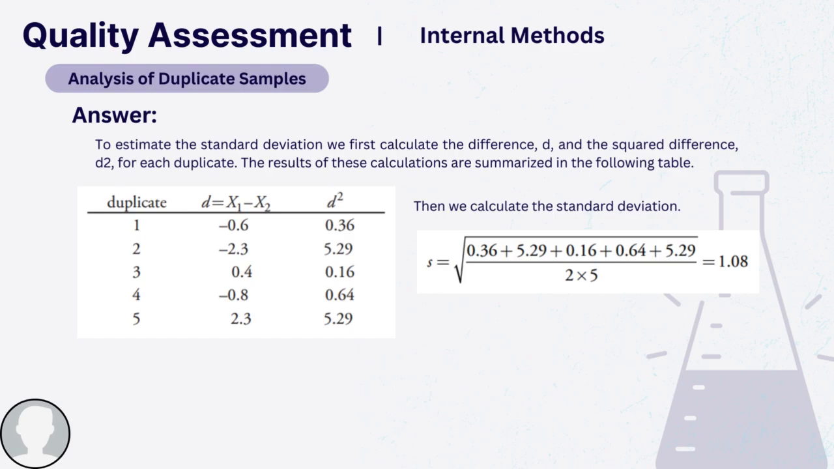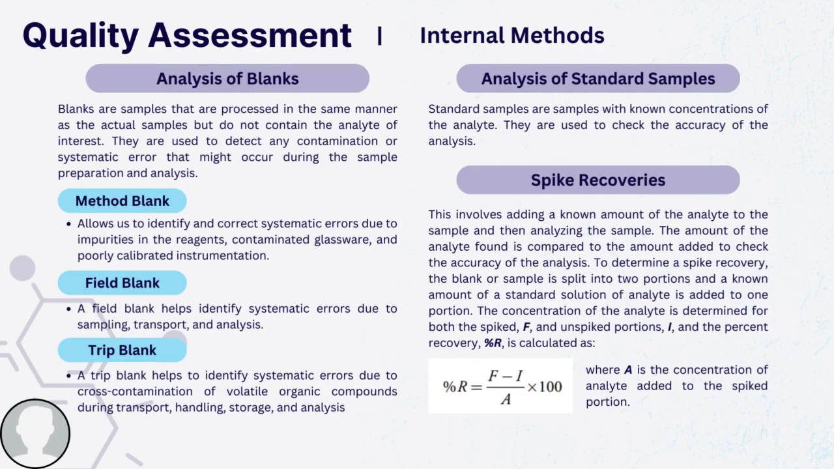The answer for the practice problem is, first, we have to calculate the difference and the squared difference for each duplicate. The results of these calculations are summarized in the following table. After getting the difference and squared difference, we can finally calculate the standard deviation, and it is shown that the standard deviation for the practice problem is 1.08.